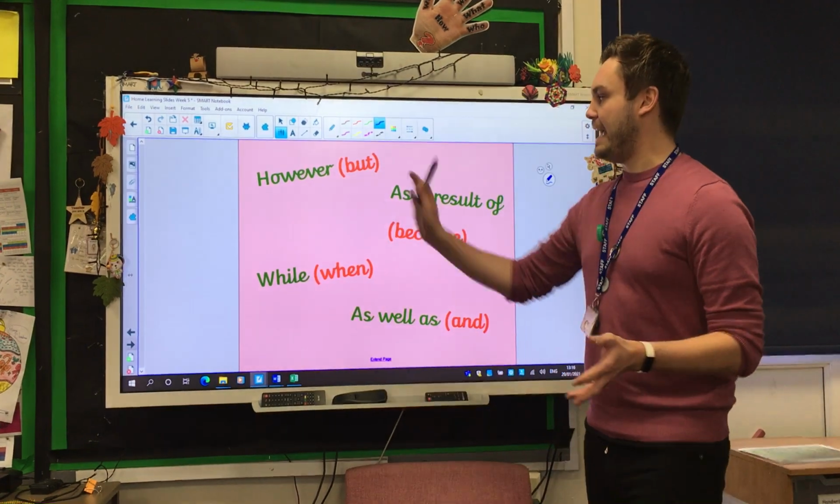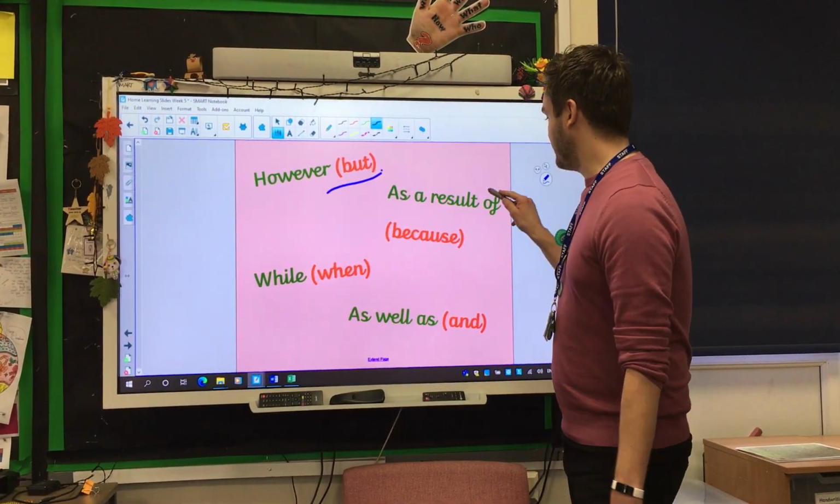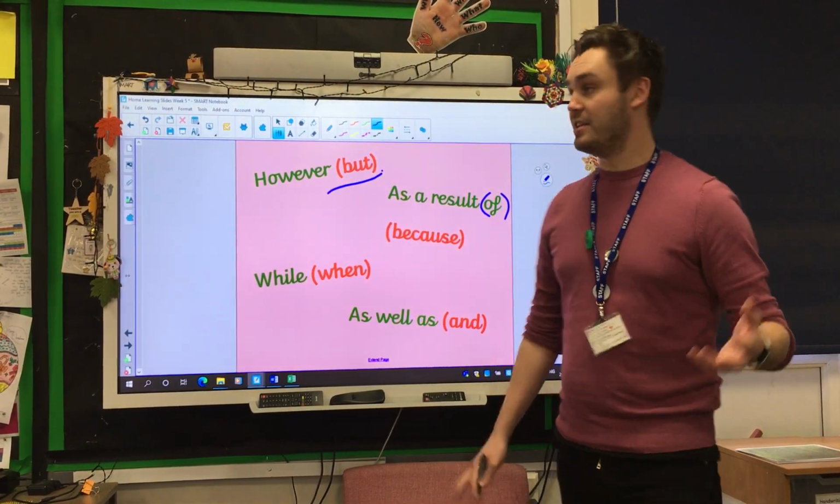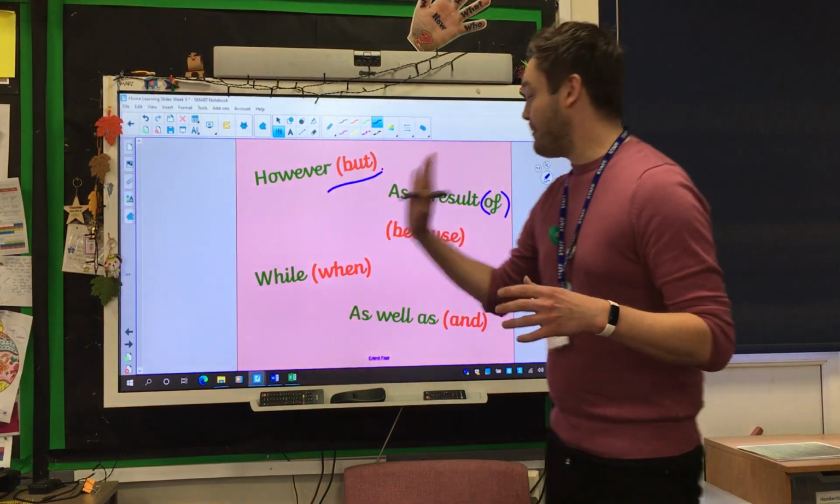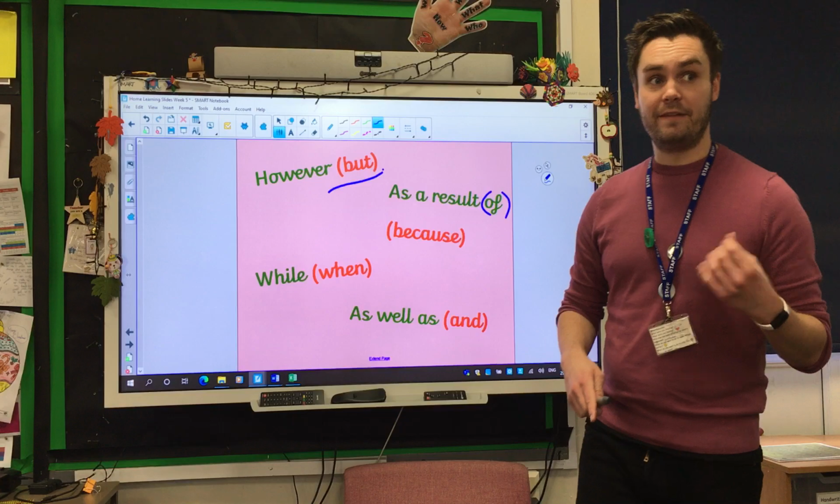So, we were looking at however, which is another word for but. We were looking at as a result of, which of course sometimes you might want to put in brackets because as a result may just work on its own, which is another word for because. We had while, which is very similar to when, and we had as well as, which is another word for and.